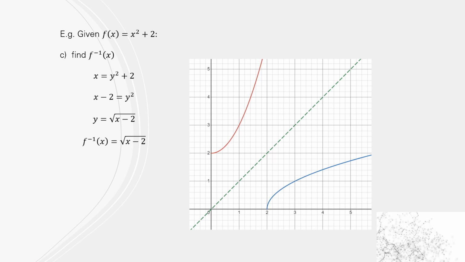So remember from the last video, to find the inverse, switch your x and y's and make y the subject. And you'll notice that when we get from y squared equals x minus 2 and we take the square root, we're no longer taking the plus or minus because we want it to be a one-to-one inverse function. So we're only going to take the positive square root. And so our inverse is the square root of x minus 2. So the red is our original parabola with its restricted domain, and our blue is our inverse function.